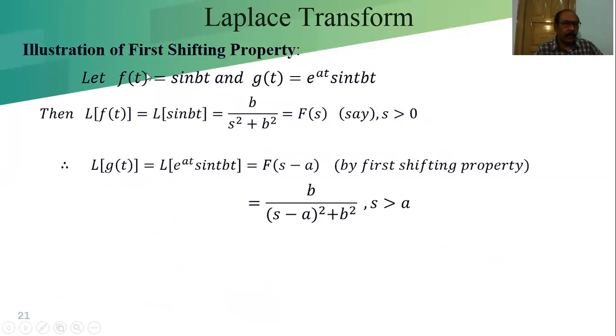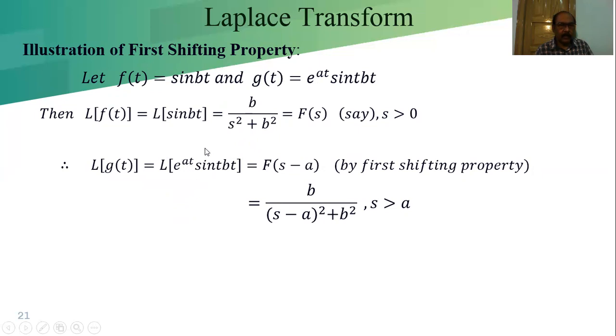First shifting property, let ft be equal to sine bt and gt equal to e to the power at sine bt. We know Laplace transformation of ft equal to Laplace transformation of sine bt. We know b by s square plus b square. That is we are considering as fs, say s greater than 0. And Laplace transformation of gt equal to Laplace transformation of e to the power at into sine bt. It is multiplication of e to the power at.